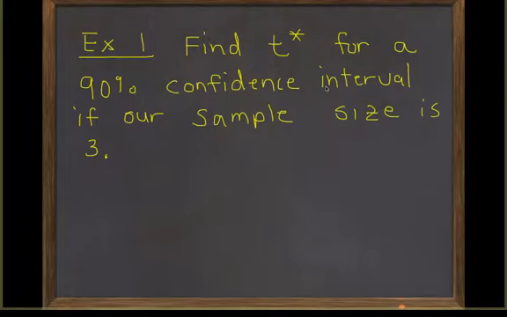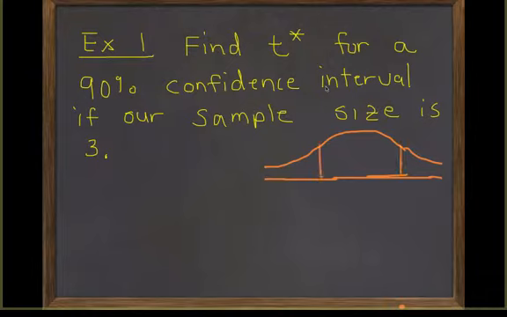For our first example, we're going to find our t-critical for a 90% confidence interval if our sample size is 3. So we're going to draw a picture to represent this. A 90% confidence interval means that the 90% is going to fall in the middle, which is going to leave 5% for the right and 5% for the left.